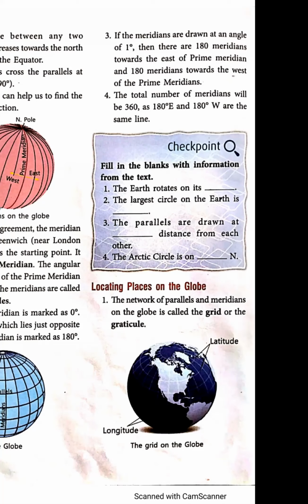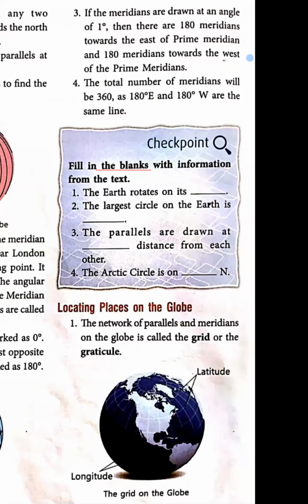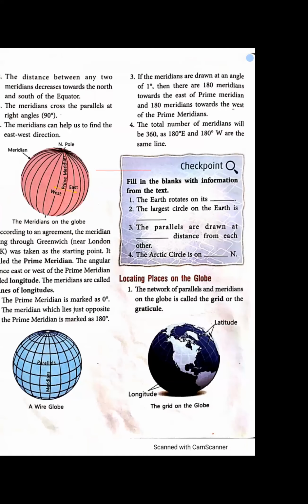Yes, good efforts. Second one, the largest circle on the Earth is blank. Yes, Yashasvi? Equator. The largest circle that can be drawn on the globe is the equator. The largest circle on the Earth is the equator. Very good.